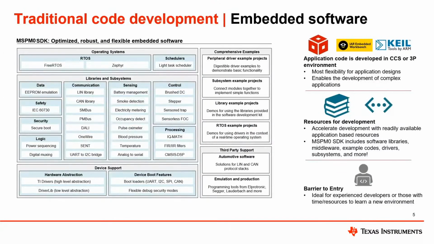Traditional code development is typically an involved process that is ideal for experienced developers or those with resources to learn a new environment. The software engineer would work with their choice of integrated development environment, and TI offers Code Composer Studio for free as an option, or they can use other third-party IDEs such as IAR or Keil. Then they would parse through the MSPM0 Software Development Kit, SDK, to use as a reference to build their application code. The SDK includes driver libraries for that added abstraction, middleware, stacks, example code, and everything that can be used as a base for further development.